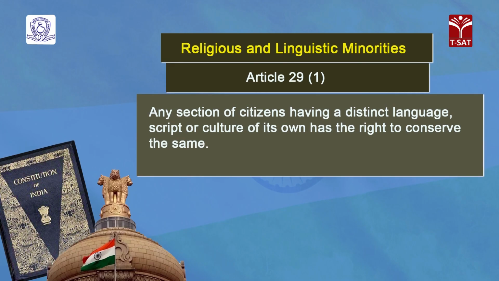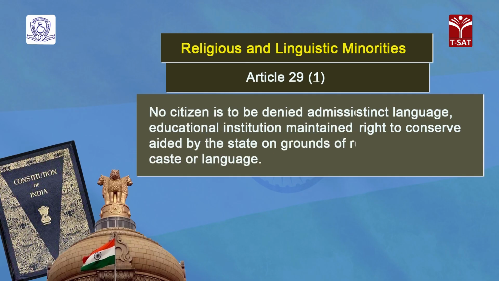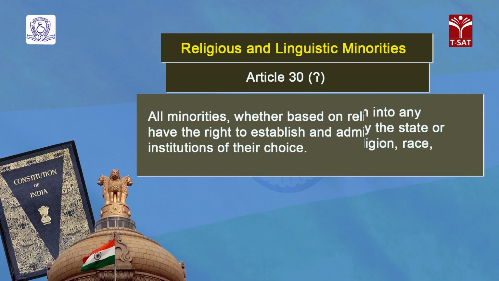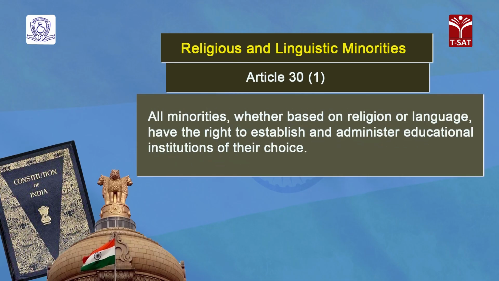Any section of citizens having a distinct language, script or culture of its own has the right to conserve the same under Article 29(1). No citizen is to be denied admission into any educational institution maintained by the state or aided by the state on grounds of religion, race, caste or language under Article 29(2). All minorities, whether based on religion or language, have the right to establish and administer educational institutions of their choice under Article 30.